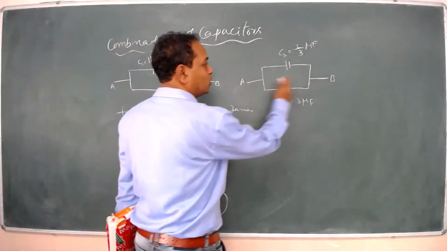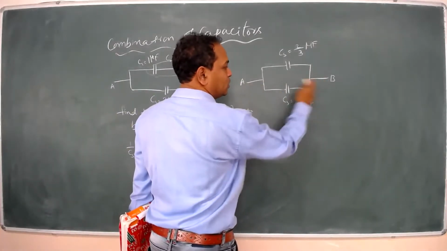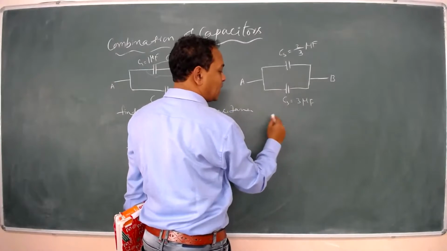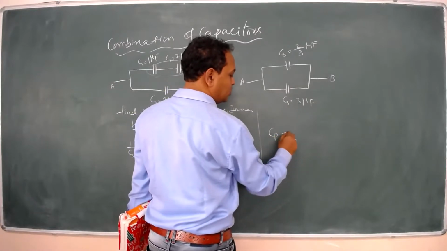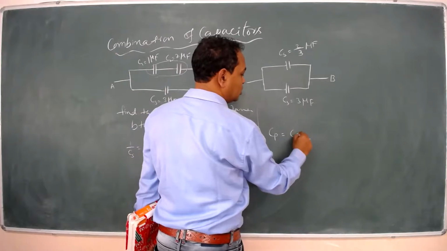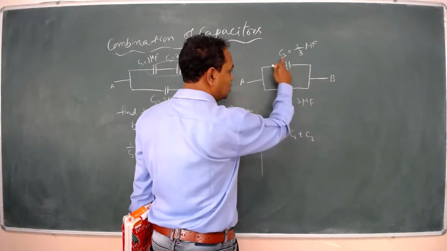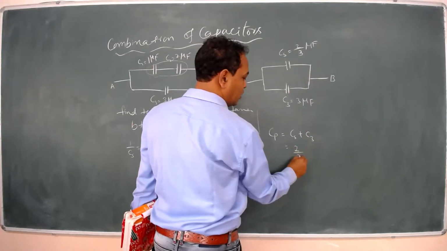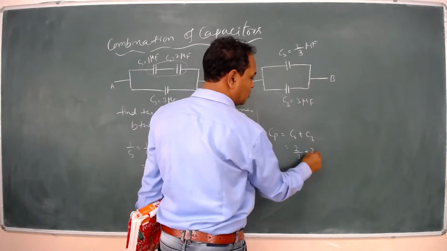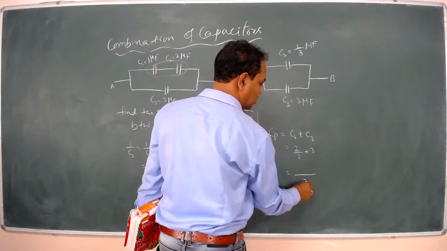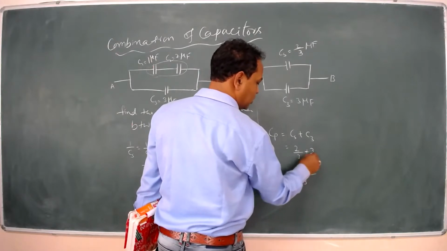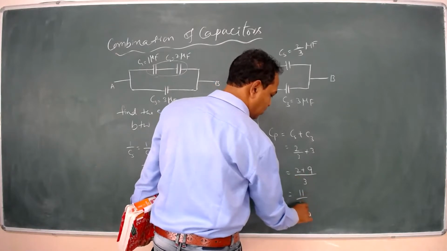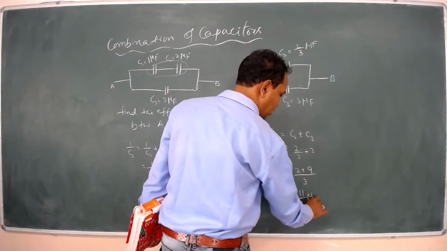Now, what is the effective capacitance between these two? How are these two made? Parallel. Therefore, I can say Cp is equal to Cs plus C3. Cs is how much? 2 by 3. This one is 3. Therefore, take 3 as LCM. Then 2 plus 9, therefore this will be 11 by 3 microfarad.